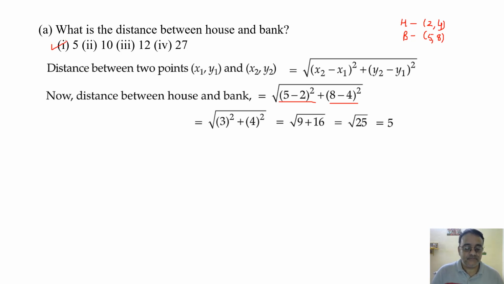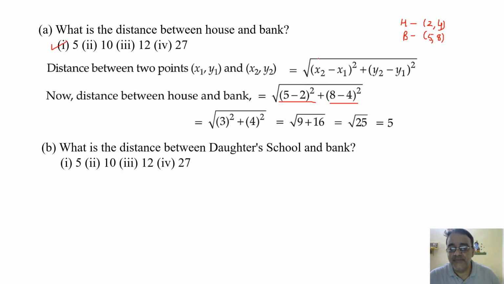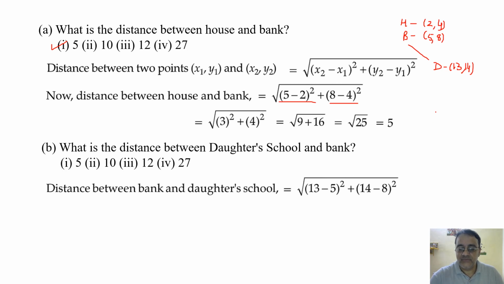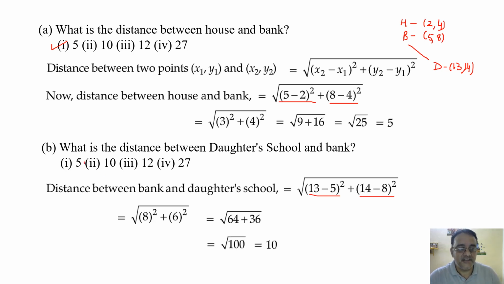5. And the correct option is the first one, A. What is the distance between daughter school and bank? So daughter school को मैं D से denote कर रहा हूँ. And the coordinate of school is 13, 14. Right. So बैंक और D के बीच में निकालना है. So 13 minus 5 whole square plus 14 minus 8 whole square. So this will be 8 square, that is 64, and this will be 6 square, that is 36. 64 plus 36 is 100. Root over 100 is 10. 10. Right, and the correct option is the second one.